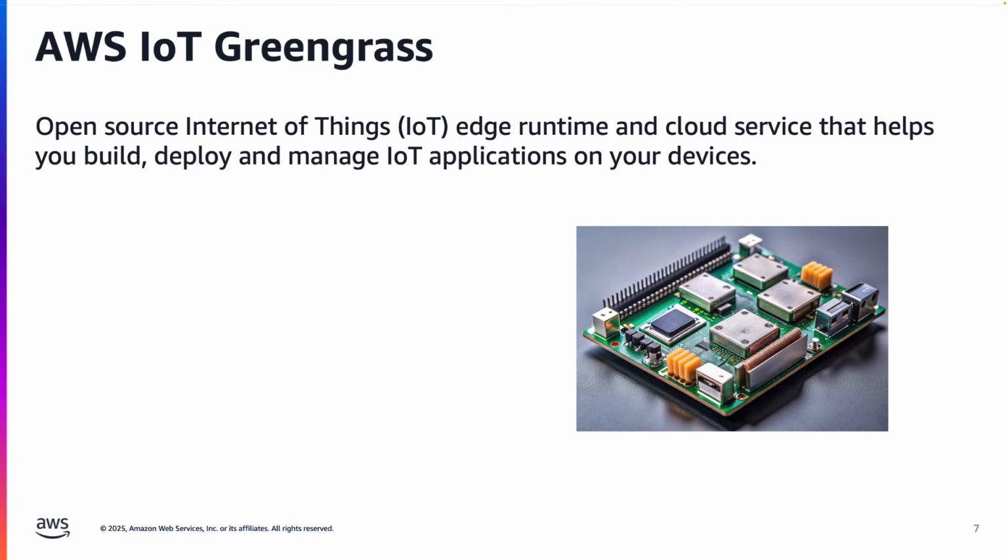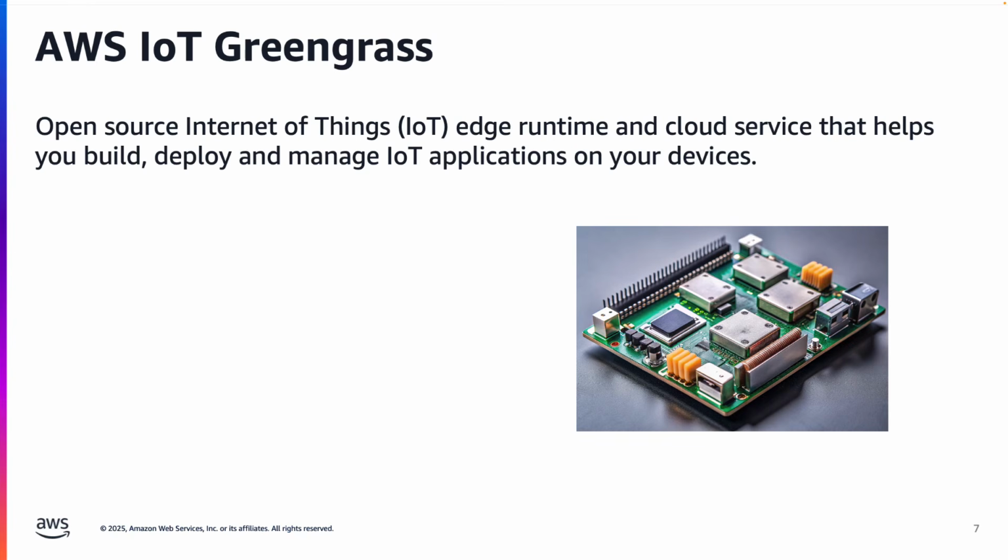AWS IoT Greengrass is an open source IoT edge runtime and cloud service that helps you build, deploy, and manage IoT applications on your devices. You can use AWS IoT Greengrass to build software that enables your devices to act locally on the data that they generate, run predictions based on machine learning models, and filter and aggregate device data.